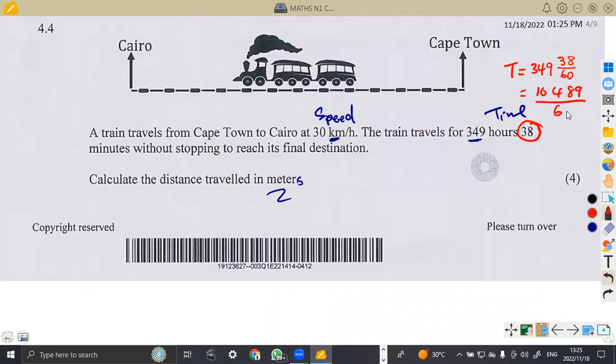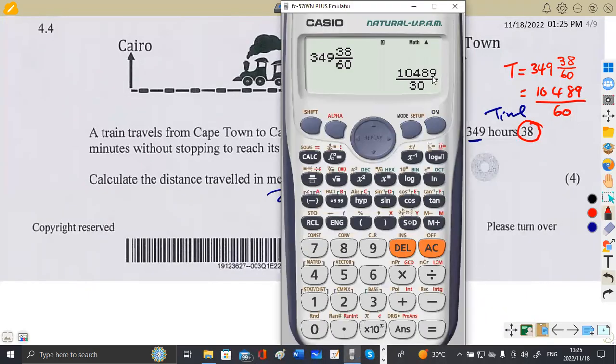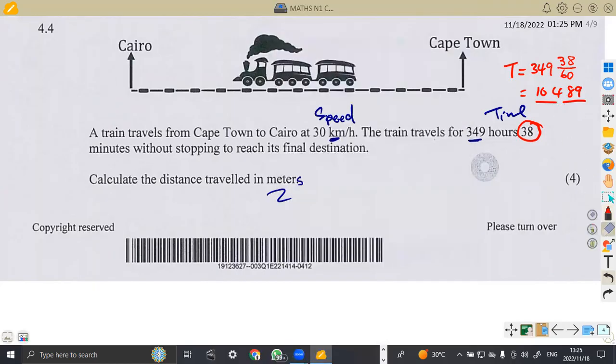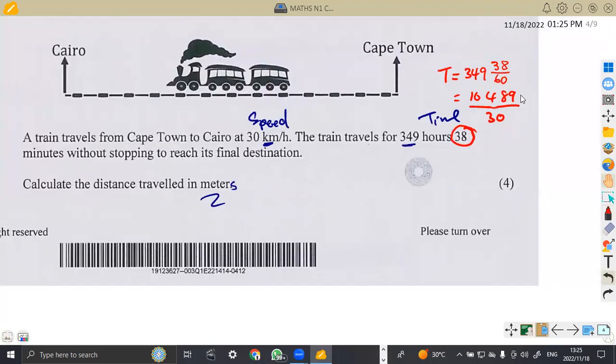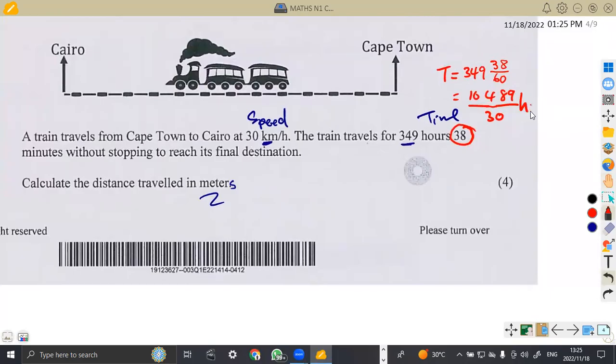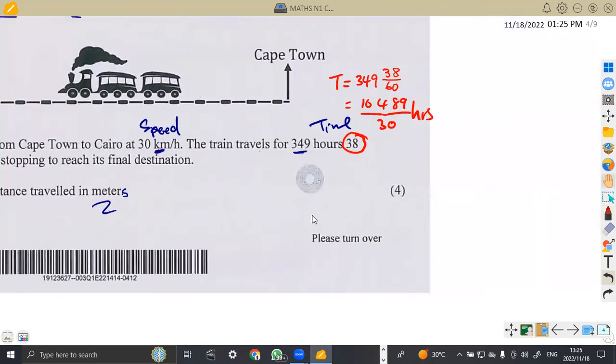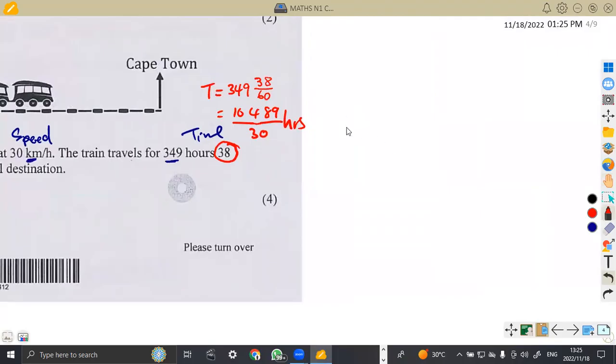10,489, everything over 30, not 60, but 30. This is over 30. All right, so this is our time now in hours. We have our time in hours now, and the speed in kilometers per hour. So that means we can calculate distance, knowing that distance is equivalent to the speed by the time that is being traveled. That is distance, which is speed times time.